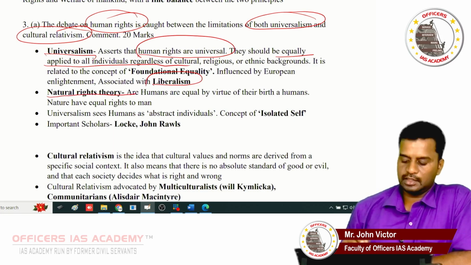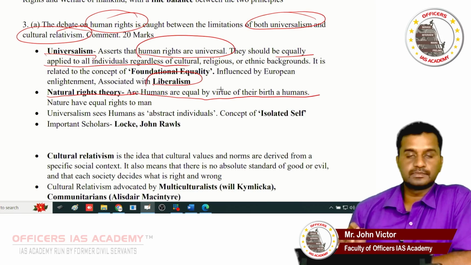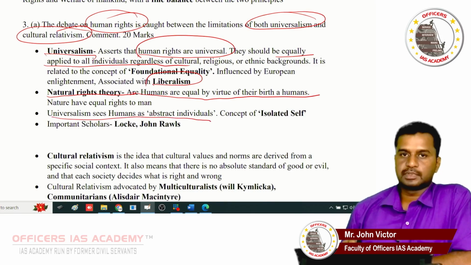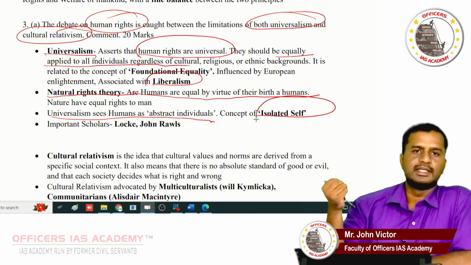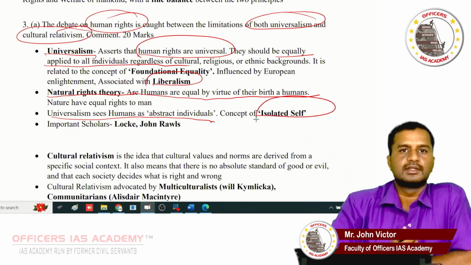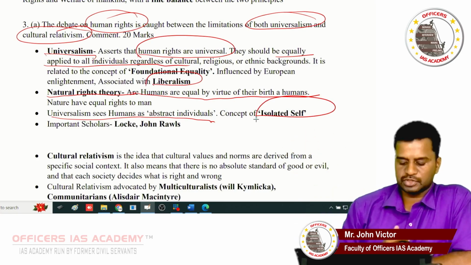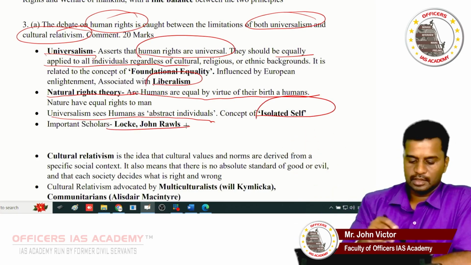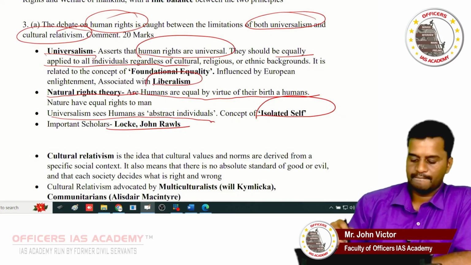According to natural rights theory, all human beings are equal by virtue of their birth as humans. The concept associated is called isolated self. Each man is isolated. Each man is considered equal, abstracting the human from the society. Scholars associated are John Locke and John Rawls.